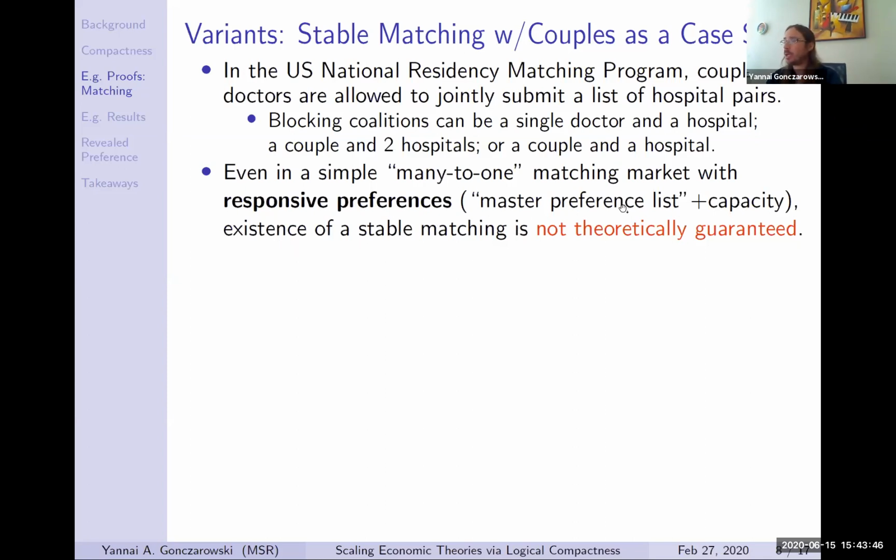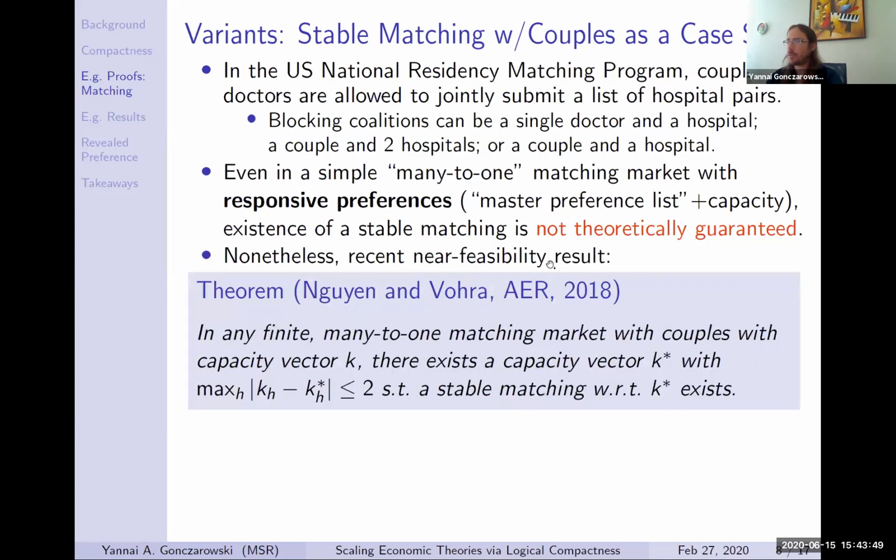Existence of a stable matching is not theoretically guaranteed. Nonetheless, there's a beautiful near feasibility result by Nguyen and Vohra from AER two years ago that says that in any finite many-to-one matching market with couples and capacity vector K, so K is the vector that says this hospital has 50 slots for residents, this hospital has 50 slots, this has 2, this has 8, this has 80, there exists a capacity vector that's very close. Each quota of a single hospital is tweaked by at most 2, such that a stable matching exists with respect to this tweaked quota. That's a very beautiful theorem that says maybe you can't get a feasible matching for the original market, but you can tweak the quotas only a little bit and you can get stability.